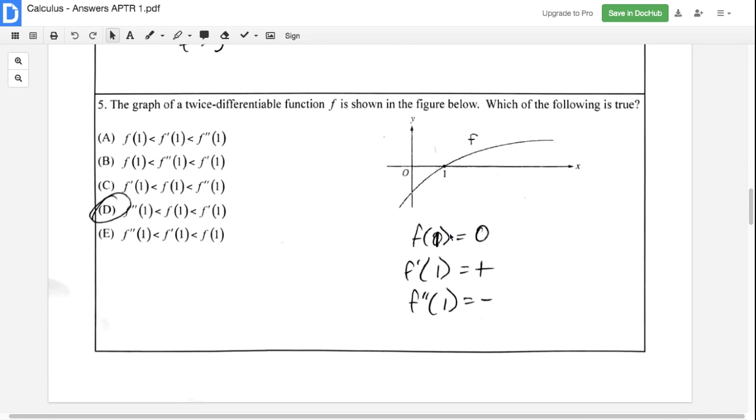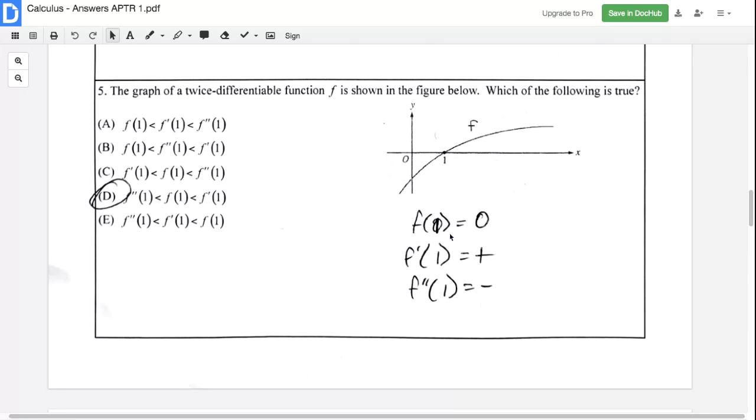Number 5, the graph of a twice differentiable function f is shown in the figure below. Which of the following is true? So I'm looking at f. Make sure we understand we're looking at f. So f of 1 is the easiest one to find out. That's 0. For f prime, I want to look at f and two things: is it increasing or decreasing? Is it concave up or concave down? So at 1, f is increasing, so that means the derivative is positive. At 1, we are concave down, so that means the second derivative is negative. So that's why we like D.